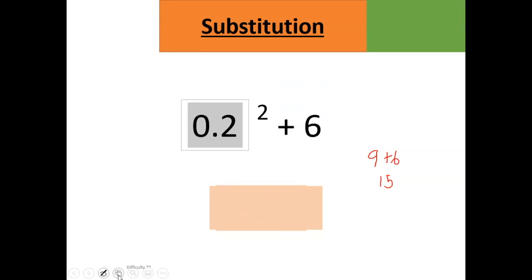I just want to skip to, okay, let's do this decimal one. So 0.2 squared plus 6. Okay, so we get 6.04. Is that what we got? Yeah. Okay. And then let's do -4 squared.